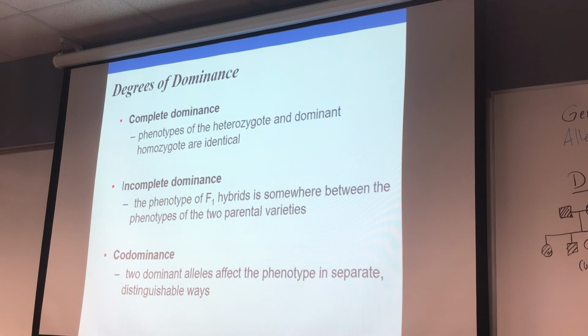So in other words, the homozygous dominant and heterozygous have the same phenotype because each has at least one dominant allele. That is complete dominance. As long as you have one dominant allele, then you have the dominant phenotype.